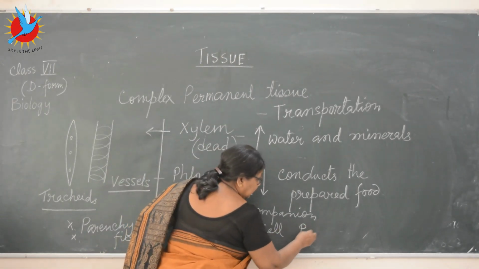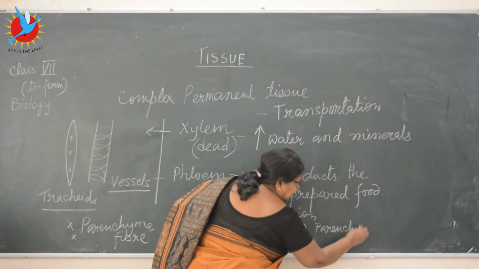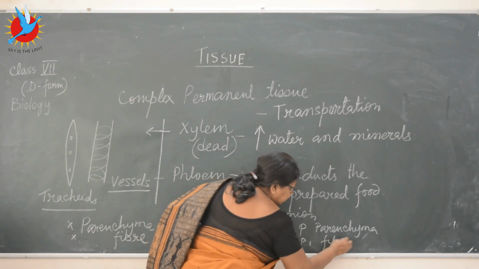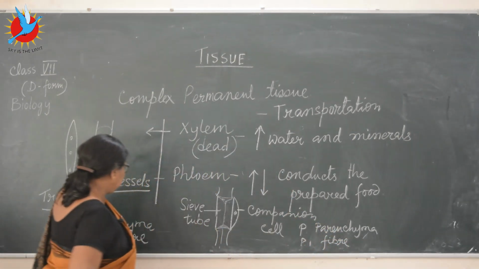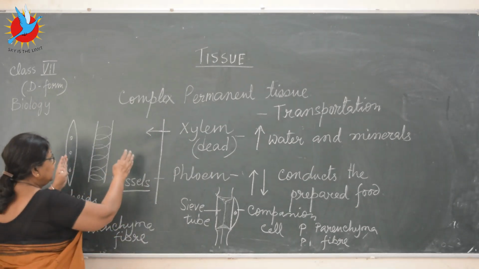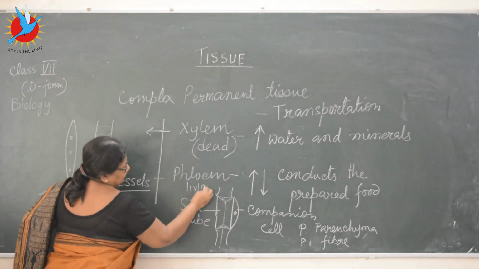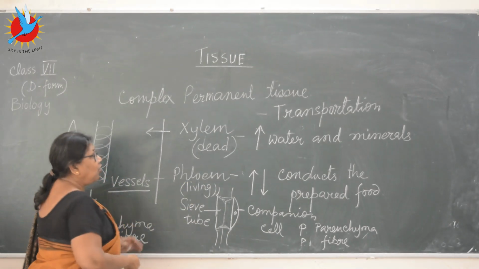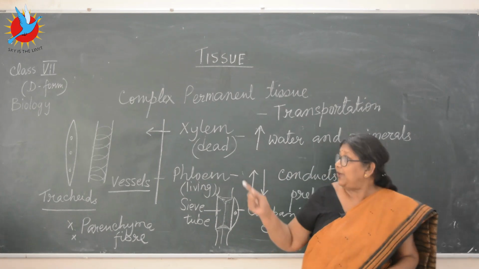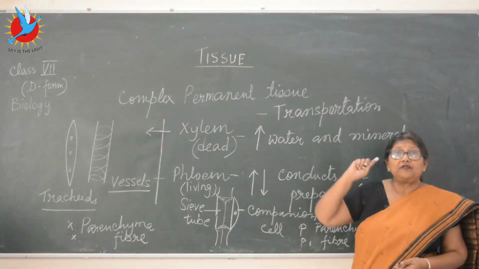Also phloem has phloem parenchyma, just like xylem, and phloem also has the fiber. So parenchyma and fiber are present in both the tissues, the xylem and the phloem. But the difference is xylem is dead, whereas phloem is living. All the cells that make the phloem are living, but the cells which make the xylem are dead. So that is the complex permanent tissue of the plant.